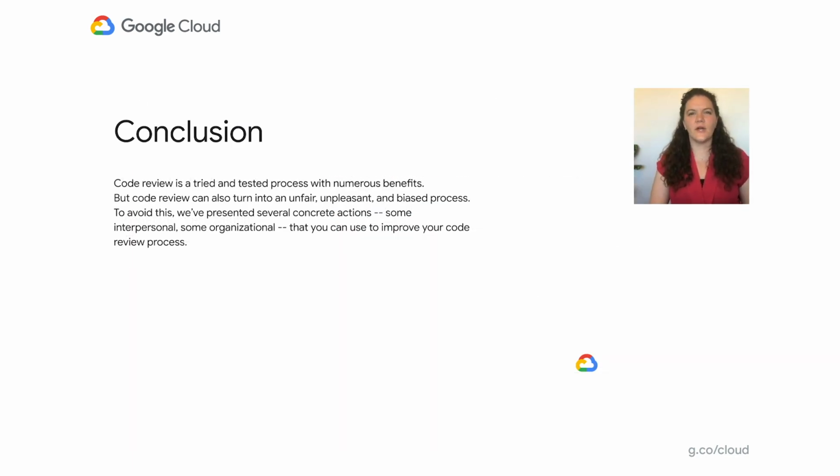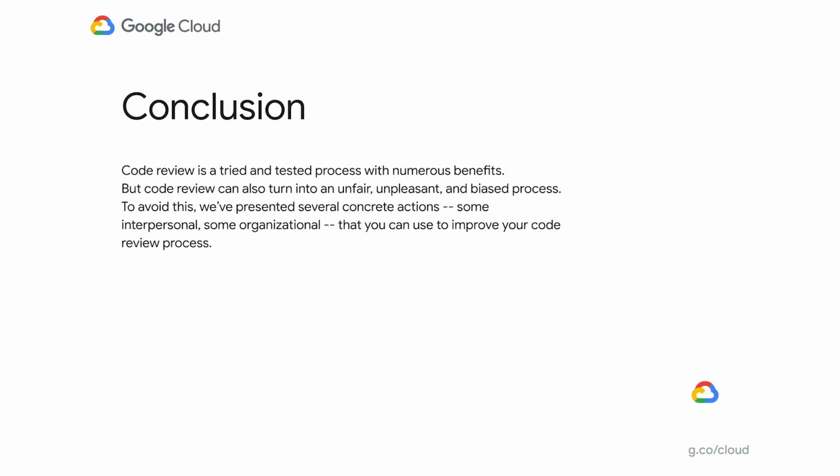In conclusion, code review is a tried and tested process with numerous benefits, but it can also turn into an unfair, unpleasant, and biased process. To avoid this, we've presented several concrete actions, some interpersonal, some organizational, that you can use to improve your code review process. Please do use the Q&A forum to reach out to us. This is an active research area, and there's still a lot to figure out. As a research team, we're very interested in what big questions you have about this topic.